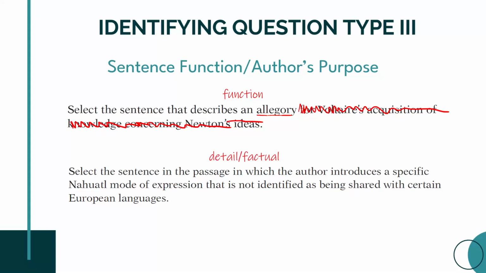But if you look at the next one here, select the sentence in the passage in which the author introduces a specific blah, blah, blah mode of expression. Notice if I were to cross out everything after introduces, I would have no idea what to look for because, of course, the author is going to introduce several things, more than one. So in this case, because I need this detail and I need this evidence a lot, I would consider this a detail factual question. Of course, the distinction between these two is quite subtle. And if you just want to call both of these factual questions, that's fine. But anyway, that's kind of the distinction that I make.